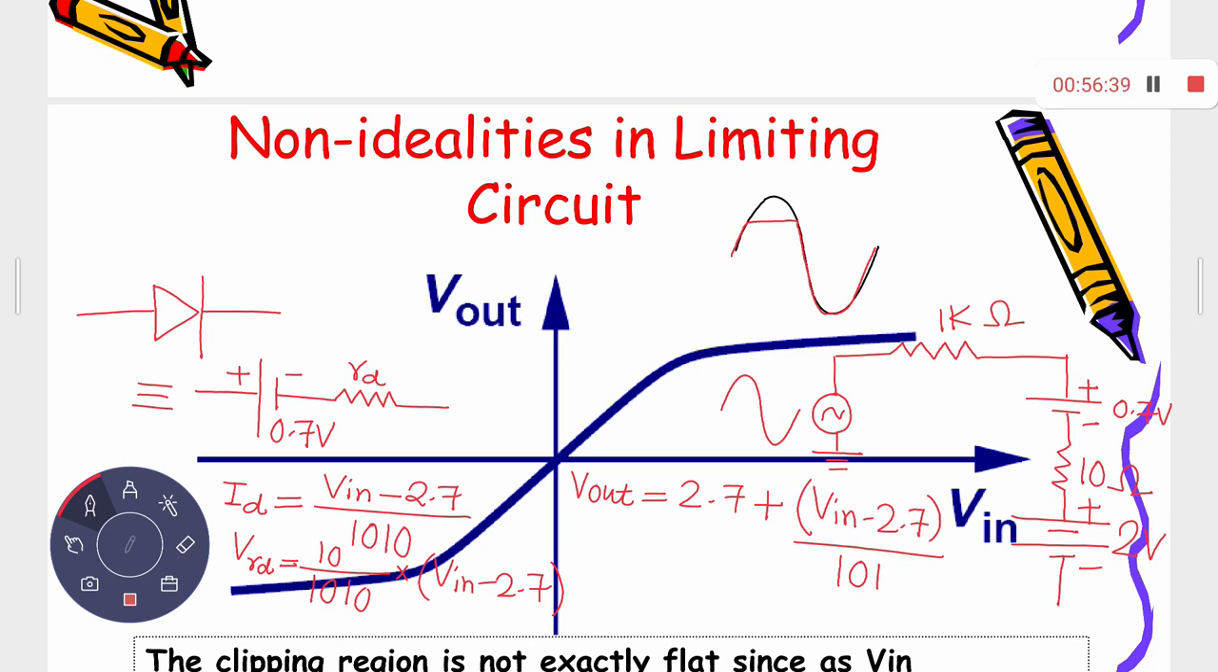So far we have just neglected that part. We are happy with this 2.7. But remember that the output is a constant 2.7 plus something, Vin minus 2.7 by 1010. So if you plot the transfer characteristics, Vout versus Vin, as of now we have neglected the second part. Your Vout versus Vin was something like constant; even if Vin changes, we assume that the output is constant. That was our result as of now. But remember that it is not constant. This Vout also varies linearly with Vin, and accordingly you have this slope. That is all about the transfer characteristics.